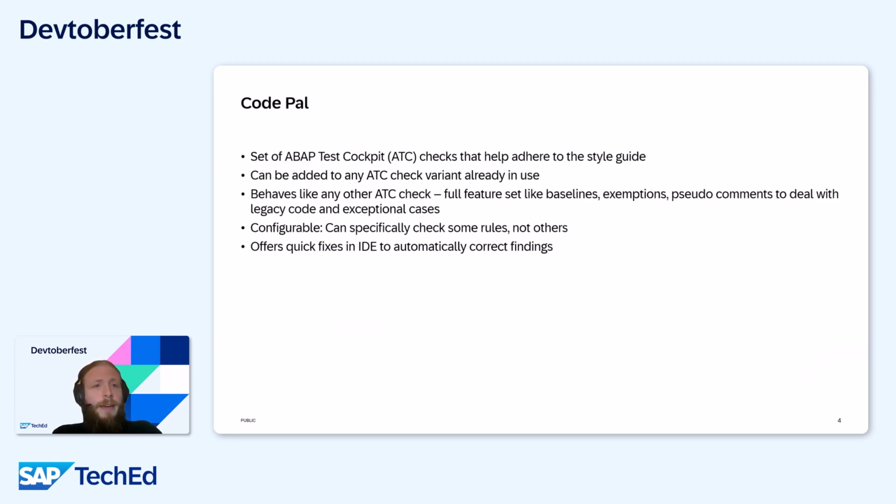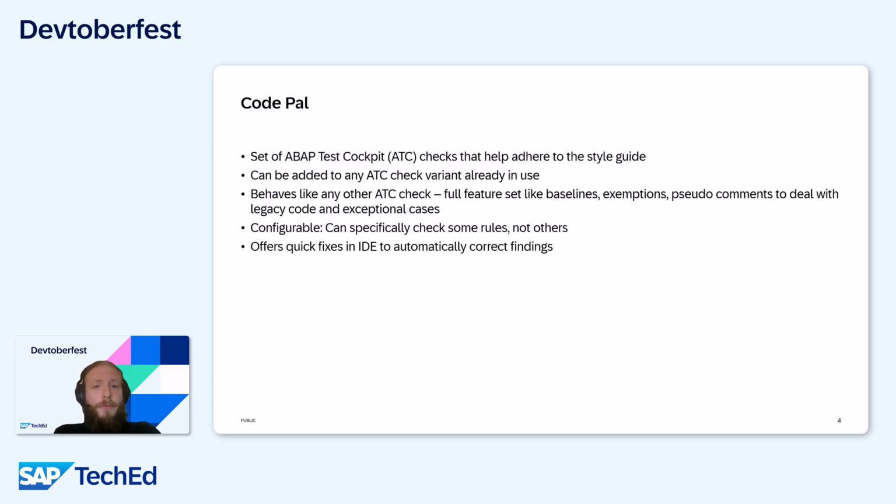So yeah, the CodePal is a set of ATC checks, so it's integrated into the standard quality tools most ABAP developers should be already familiar with. And if you are not, we always suggest people to start using it because there's lots of aspects you can improve about your code if you run ATC checks. Since they are ordinary ATC checks, they can be added to any variant that's already in use. So if you're already using that as a quality process, it's very easy to integrate.